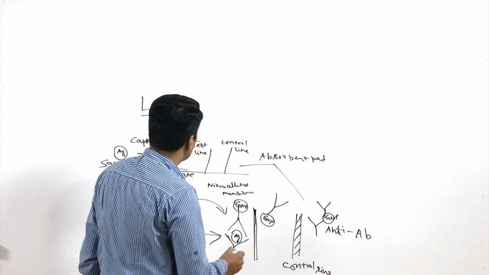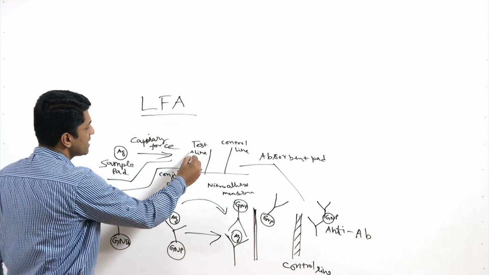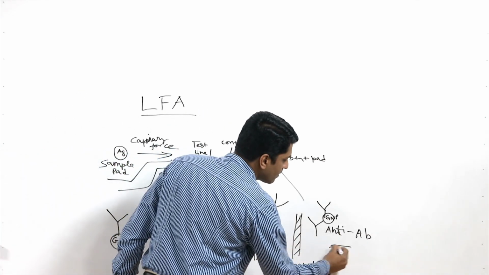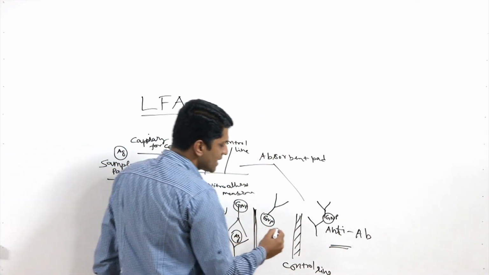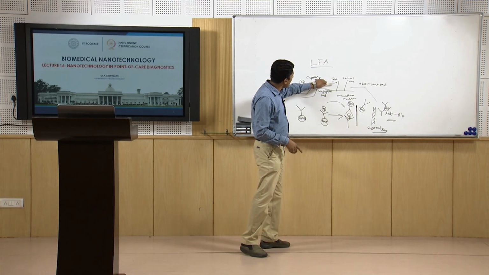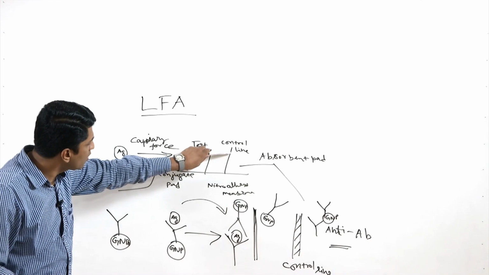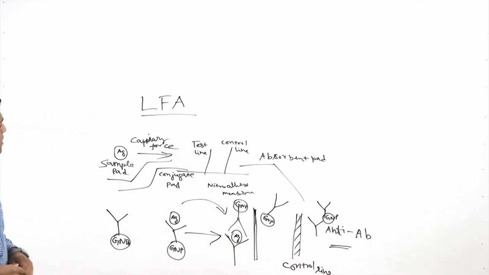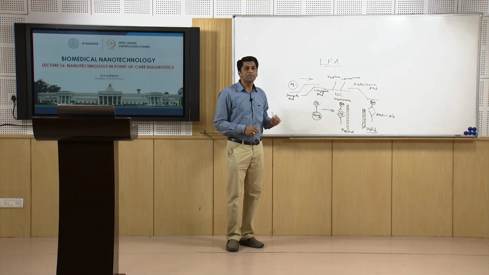For a positive sample you will get two lines, one is your test line, the next one is your control line. This control line confirms your kit is working properly and the sample flow is in the proper direction. In the test line you will have the antigen antibody reaction, and in the control line you will have the antibody reaction. So, this is the basic principle of lateral flow assay. I hope you understood the principle of lateral flow assay.